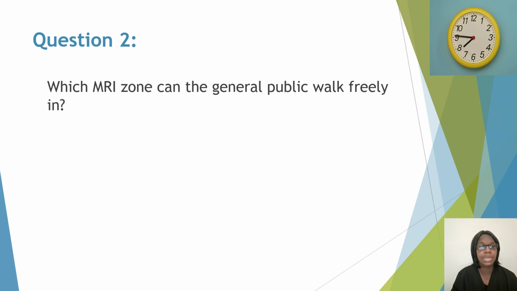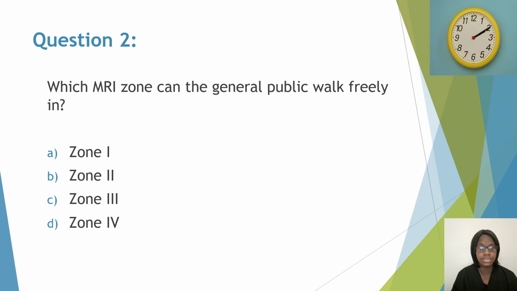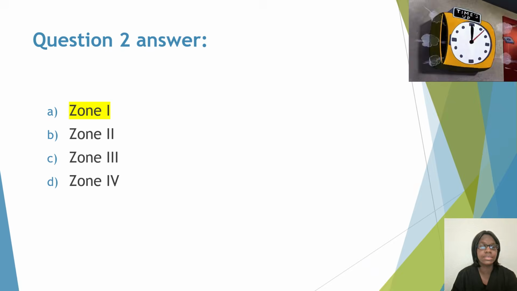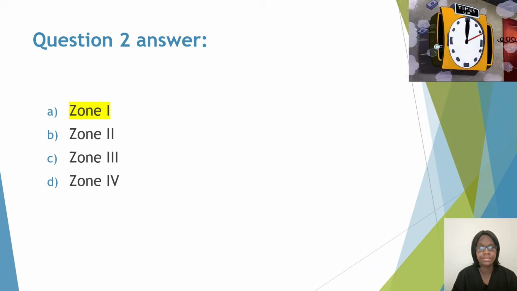Question 2. Which MRI zone can the general public walk freely in? A, Zone 1, B, Zone 2, C, Zone 3, D, Zone 4. All right, the correct answer is A, Zone 1.